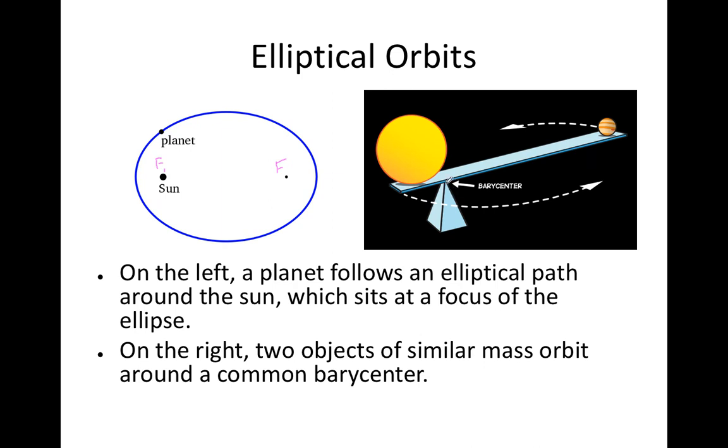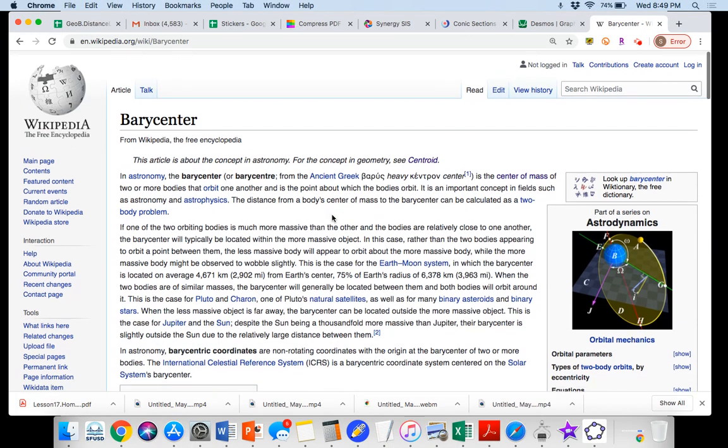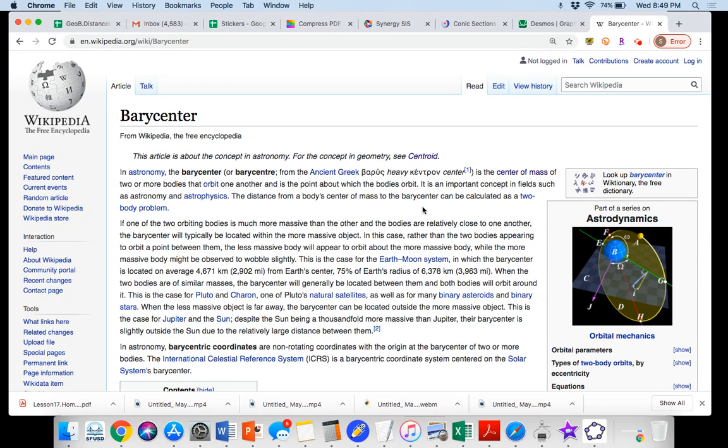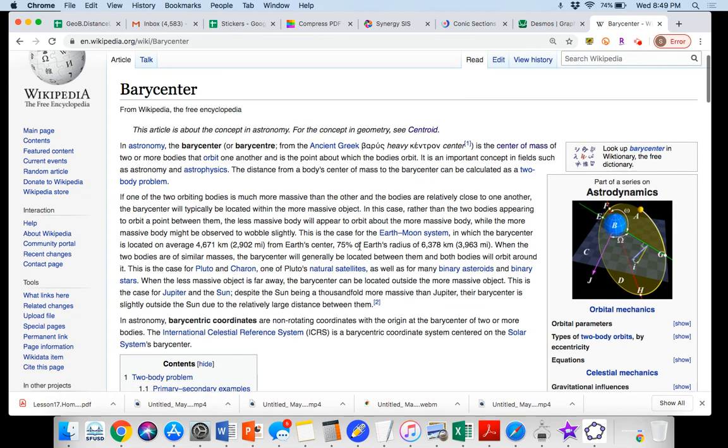The barycenter is the center of mass. That might be different from a focus here. Barycenter, center of mass of two or more bodies. I don't know how you figure out the barycenter; it's a two-body problem.